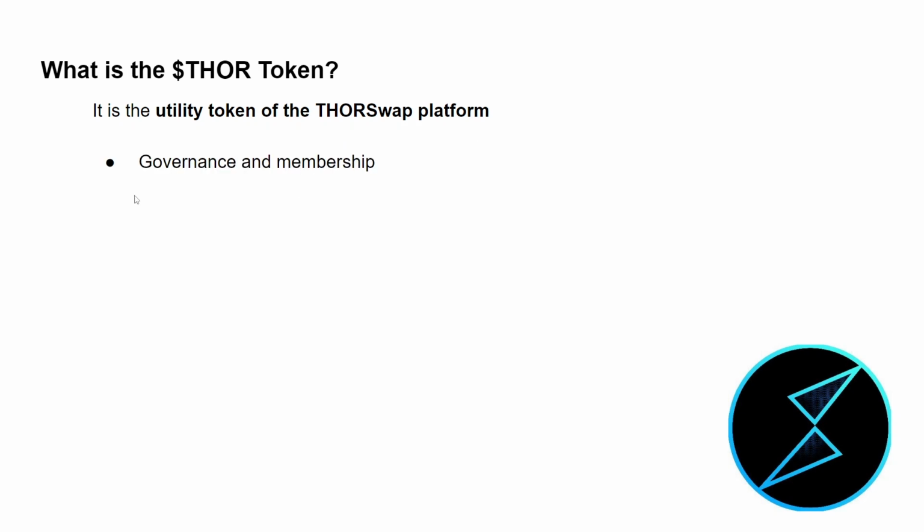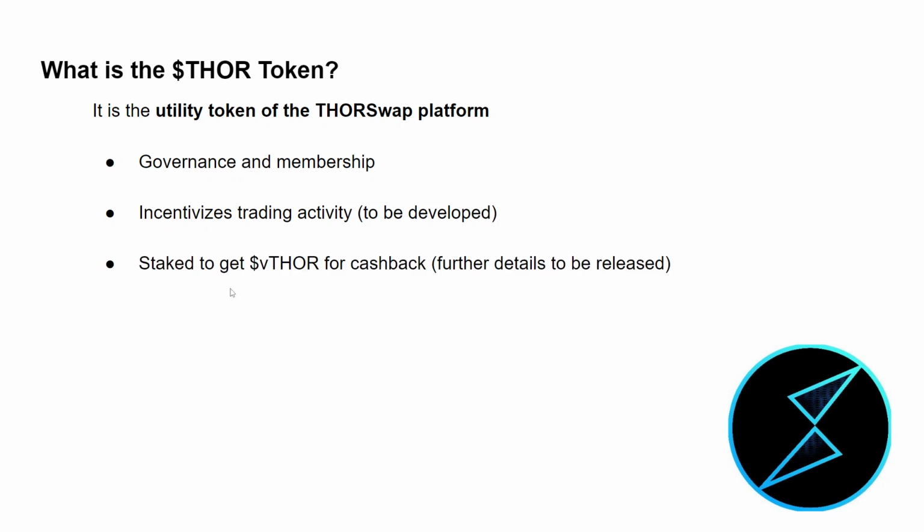So the first thing it's used for is governance and membership. So THOR token holders can vote on changes for the THORswap platform. It's kind of like a membership token. You get special perks and incentives for holding the THOR token. It also incentivizes trading activity. And I went through the docs, but this has yet to be functionalized on the THORswap platform and it's still being developed. And finally, it can be staked to get the VThor token back, and that's used for cashback, and further details are going to be released.